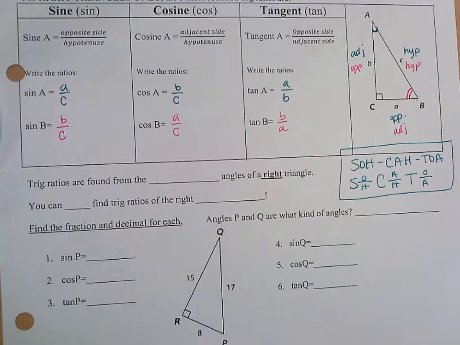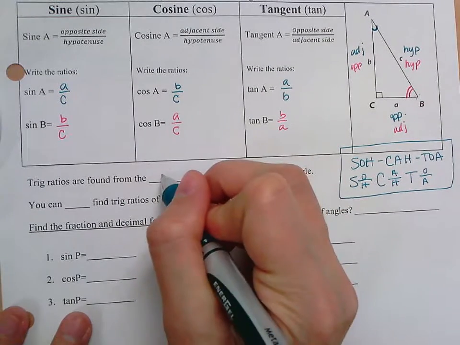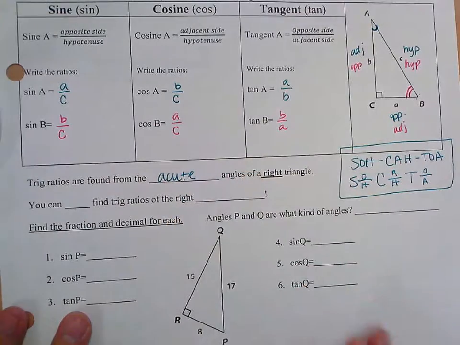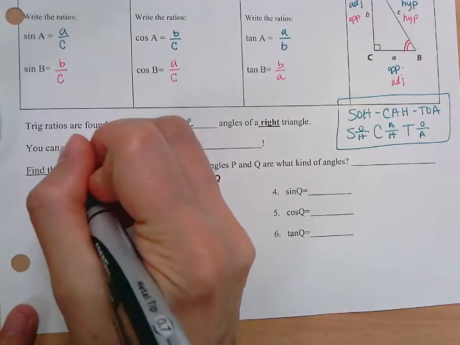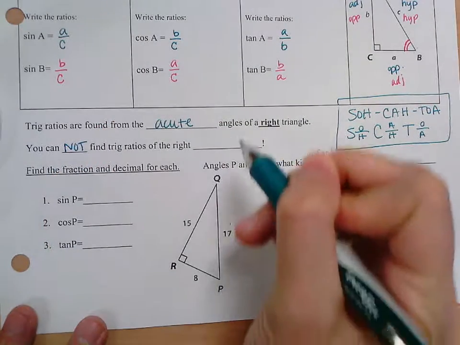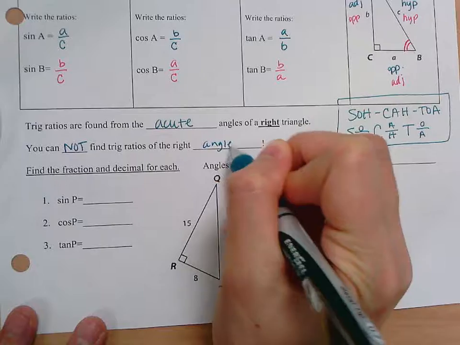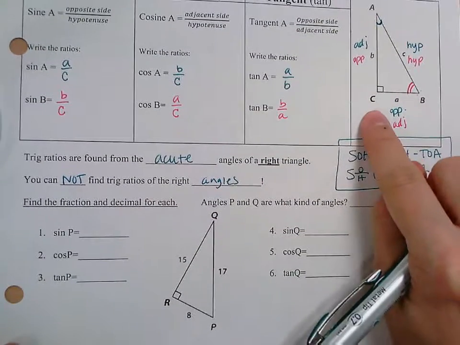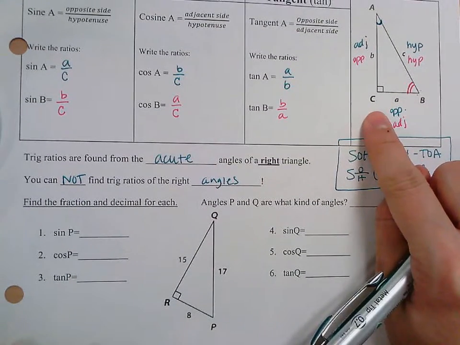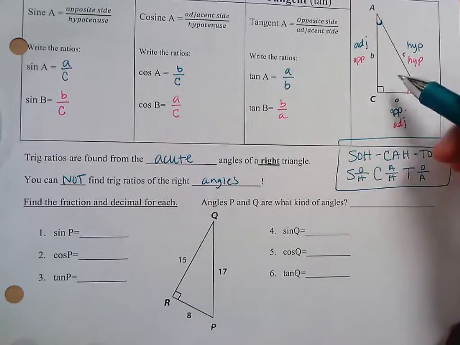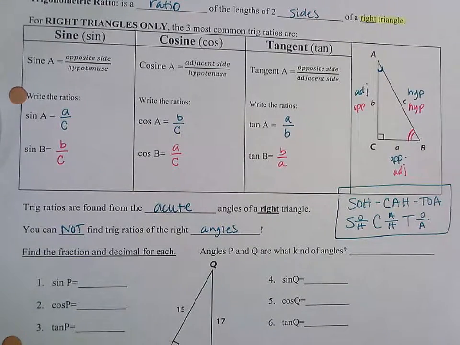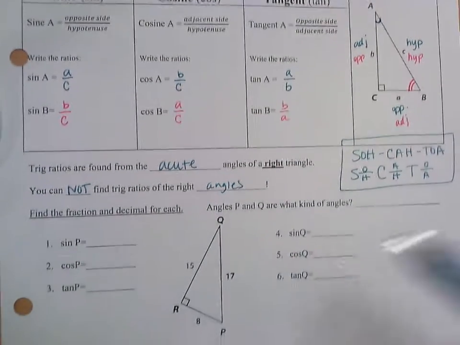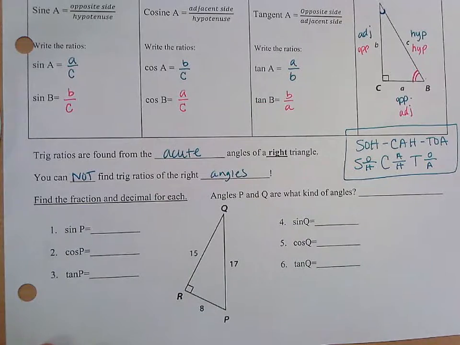Okay. The trig ratios are found from the acute angles of a right triangle. You cannot find trig ratios of the right angles. So notice we did not label sine of angle C, cosine of angle C, tangent of angle C, because that is your 90-degree angle. We only did it for angles A and B, the two angles that would be less than 90. So you'll never use a trig ratio for the 90-degree angle, only for the acute angles.